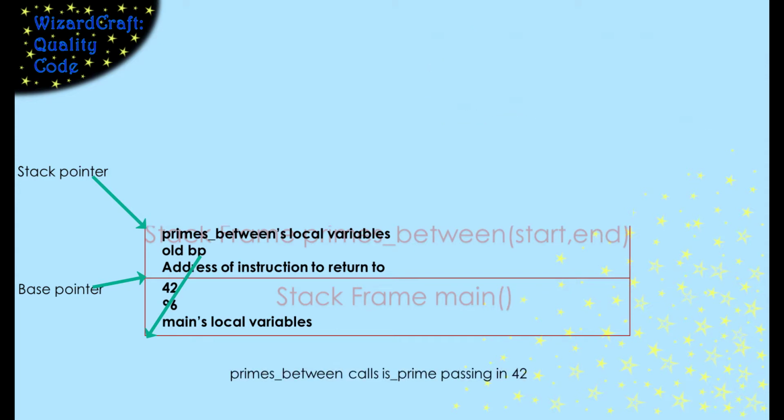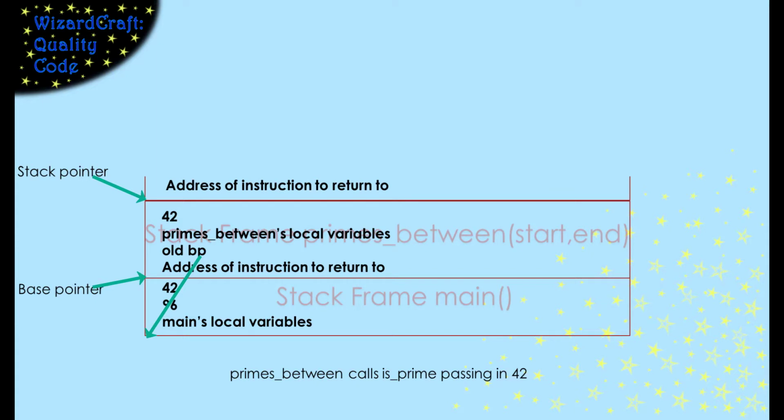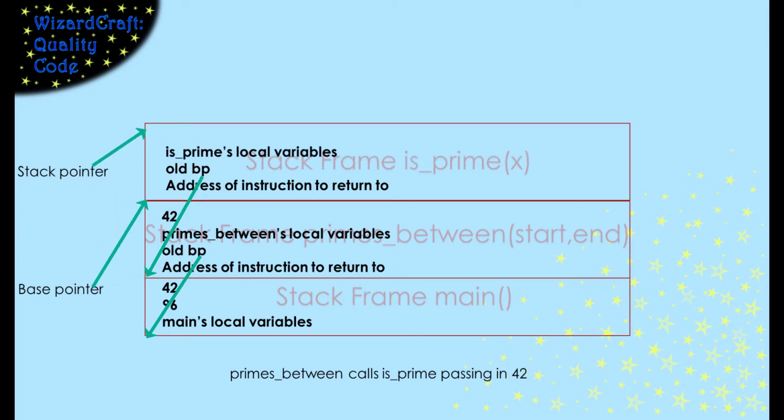When primesBetween wants to call isPrime, passing a 42 into x, it puts the 42 on the stack. Then the call stores the address of the return instruction and a copy of the base pointer onto the stack. Then it copies the stack pointer into the base pointer and moves the stack pointer to make room for isPrime's local variables. Remember, we put all this stuff on the stack for two reasons: to give each function its own place for its local variables, and to be able to return when a function is finished.